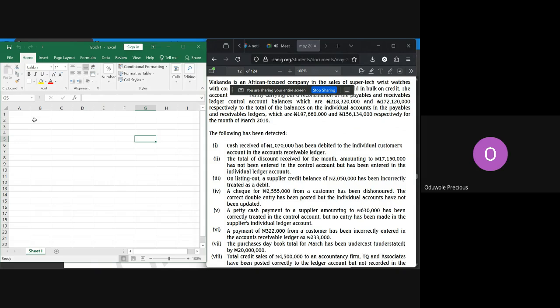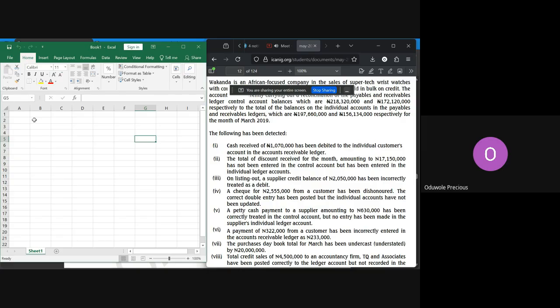Now if you check, that 1,070,000 is not a credit transaction. It's not a credit transaction. They said cash received and debited to individual accounts. So that one is not part of it. Please, I hope you are getting it. It is not there, because I'm repeating it again, that's already a cash transaction. Okay. So moving on.